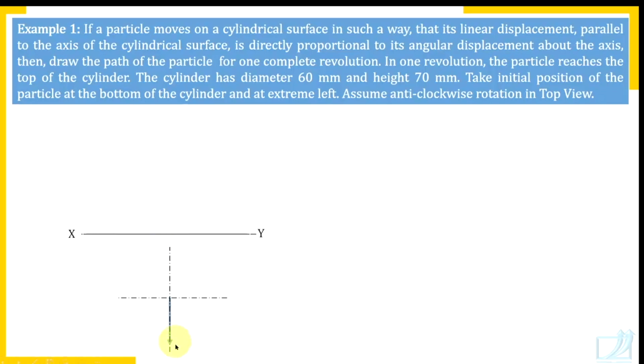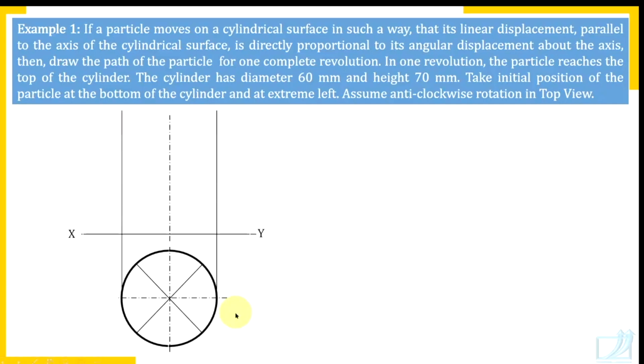So first establish center lines, and with radius 30 mm complete the base circle. Divide it in 8 parts. Of course, don't make construction lines dark. Now draw end projectors and complete the rectangle of height 70 between the end projectors. So this is how we have completed it.